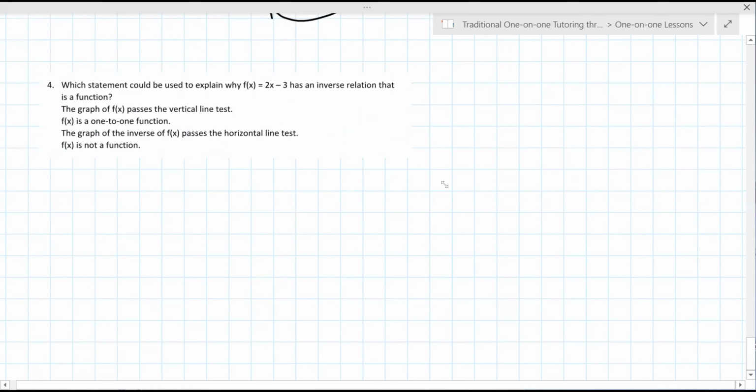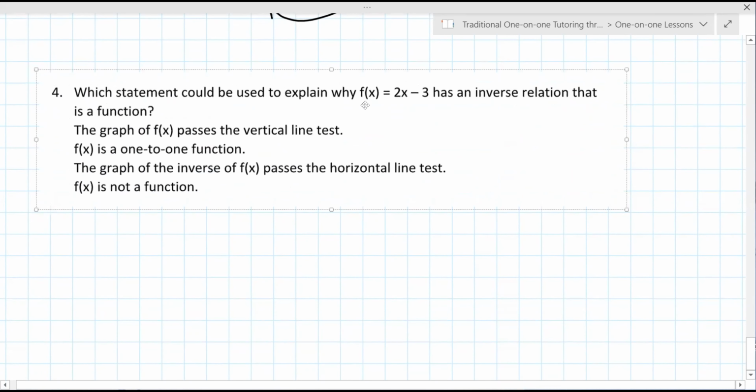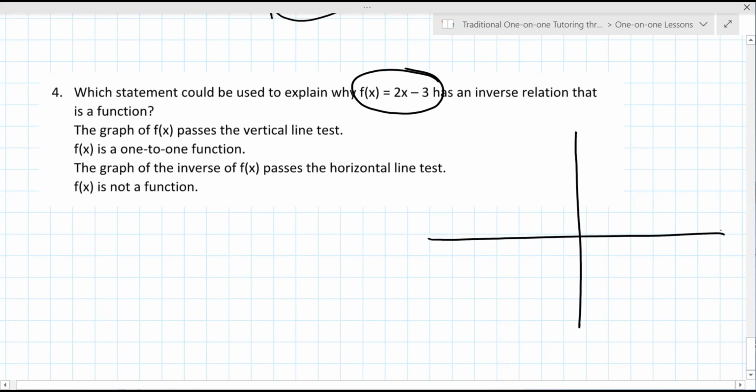So 4, which of the following statements could be used to explain why f of x equals 2x minus 3 has an inverse relation? Do you know what this graph looks like? Could you describe it to me? Oh, this one did not have a graph. Right, but could you graph it?